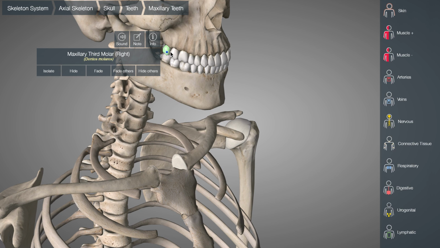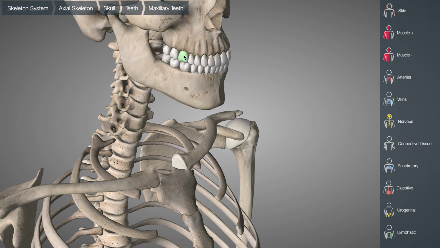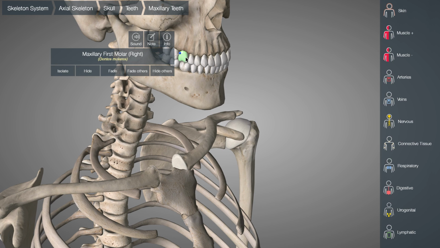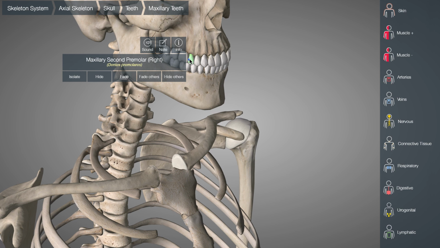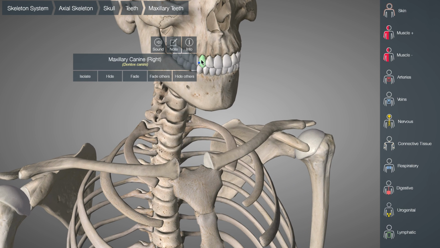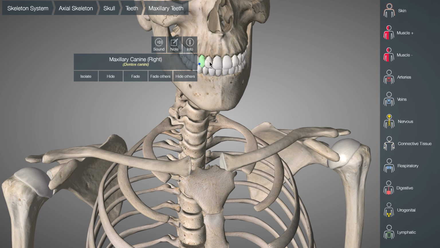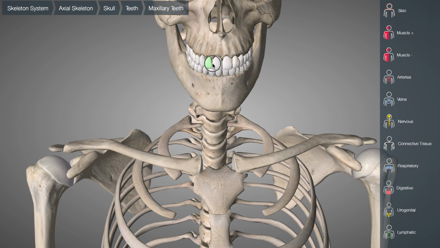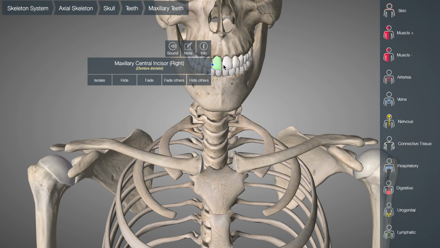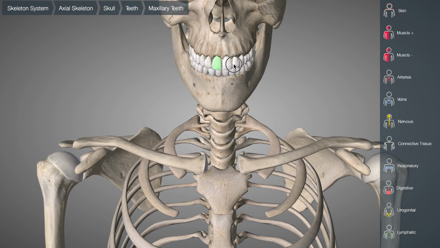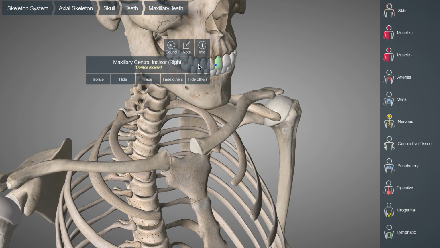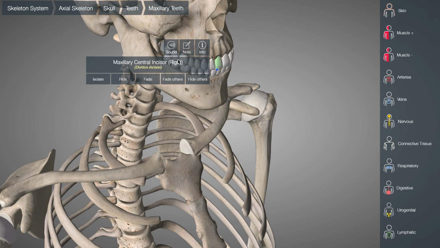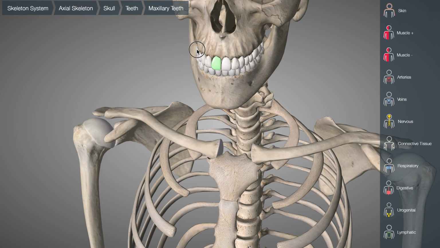We have our molars right over here, and then I think these are going to be premolars. Yes. Our premolars. And then next we have our canines, which are used for tearing, right? We have our lateral and then our central incisors. So incisors are usually used for cutting. So cutting, tearing, and then molars are typically used for grinding, right?